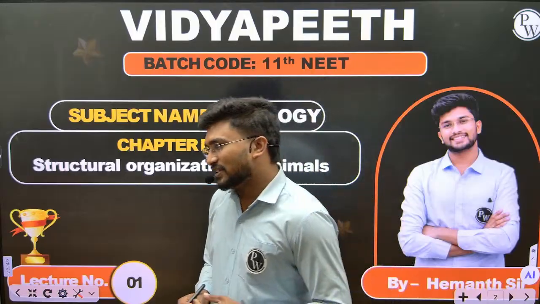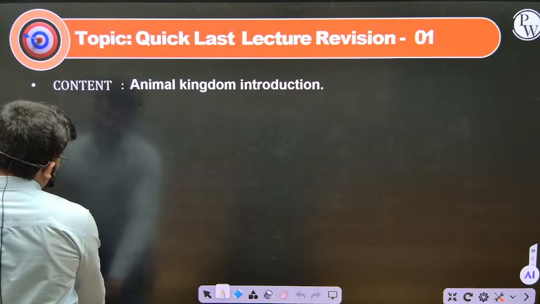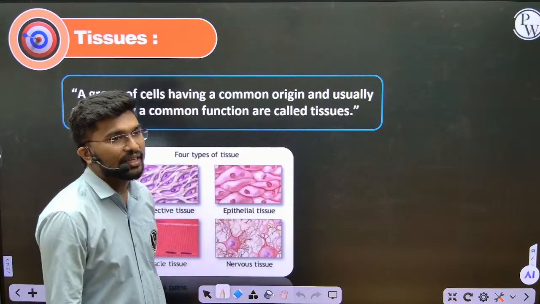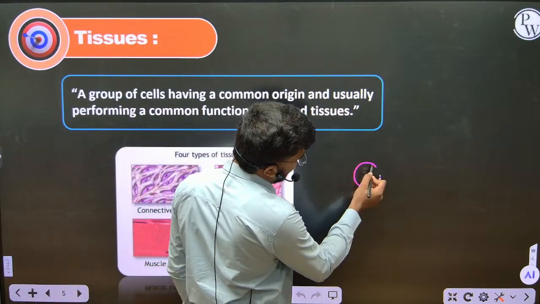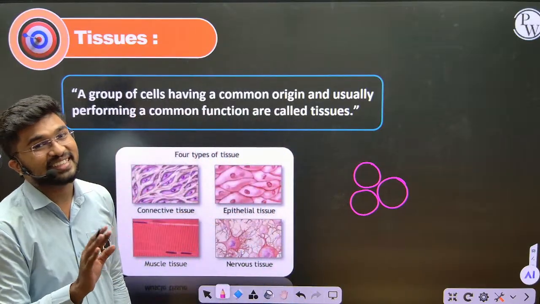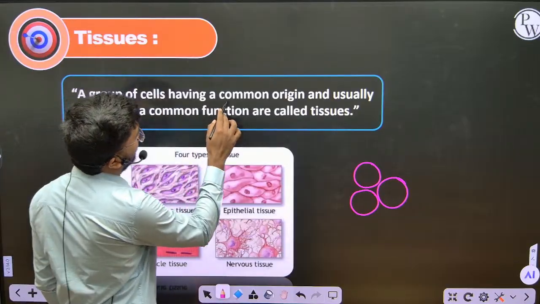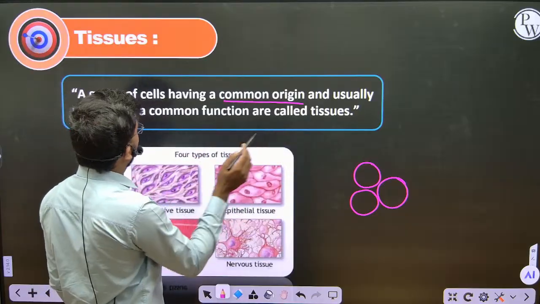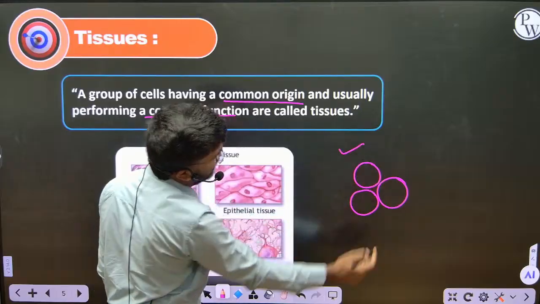So all of us know, what is tissue? Tissues are a group of cells. If a group of cells is there, shall I call it a tissue? The answer is no. Then what is tissue? A group of cells having a common origin. They should have a common origin, and usually they perform a common function. Then it is called a tissue.